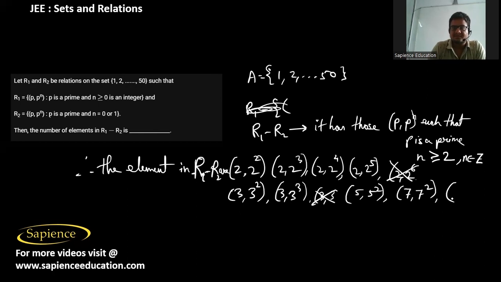Then 8, 9, 10, 11. 11 is a prime number, so (11, 11^2) we cannot have. Then (13, 13^2) also we can't have. So these are the elements. Therefore 1, 2, 3, 4, 5, 6, 7, 8. So there are 8 elements in R1 minus R2.